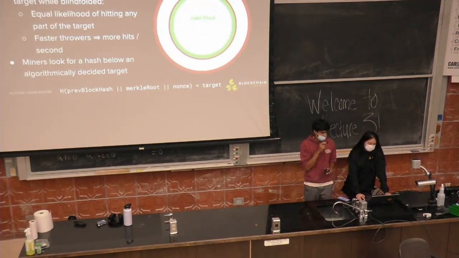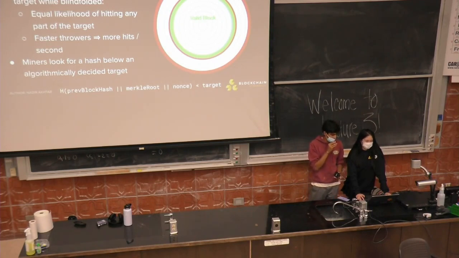Mining is like throwing darts at a target while blindfolded. It's completely random and anyone has an equal chance of hitting it. What differentiates how much money miners will make and how often they'll win a block is how fast their computers are and how quickly they can do this computation, because each time they do the computation, they have an equal likelihood of winning. And yeah, the miners need to make sure to find that hash below the target with the nonce value.